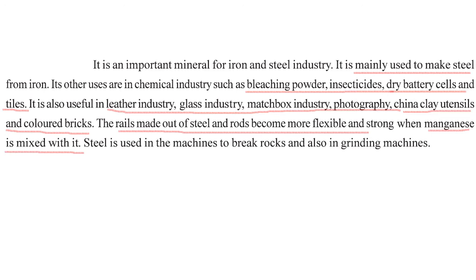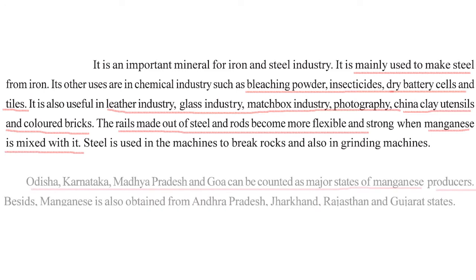Apart from that, it is used for bleaching powder, insecticides, dry battery cells, and tiles. Also, it's used in industries like leather, glass, matchbox, photography, china clay, and colored bricks. Rails made out of steel rods become more flexible and strong. Steel is used in the machines to break rocks and also in grinding machines.